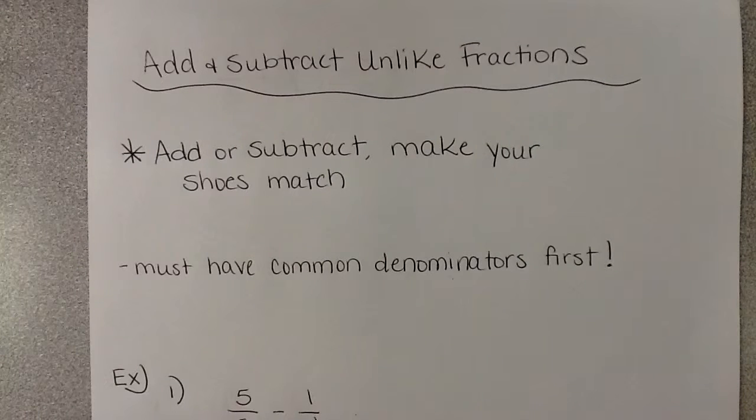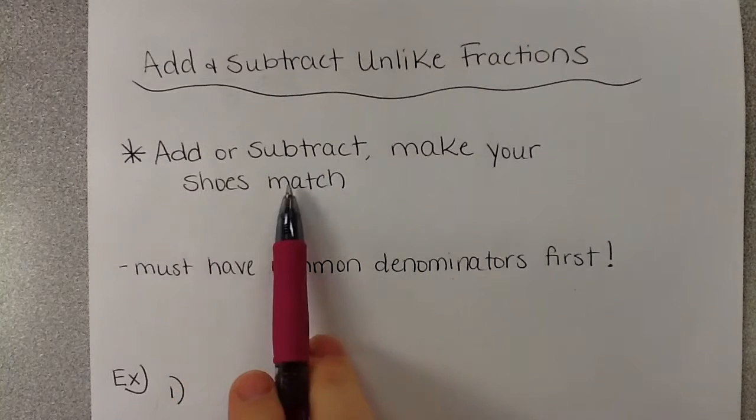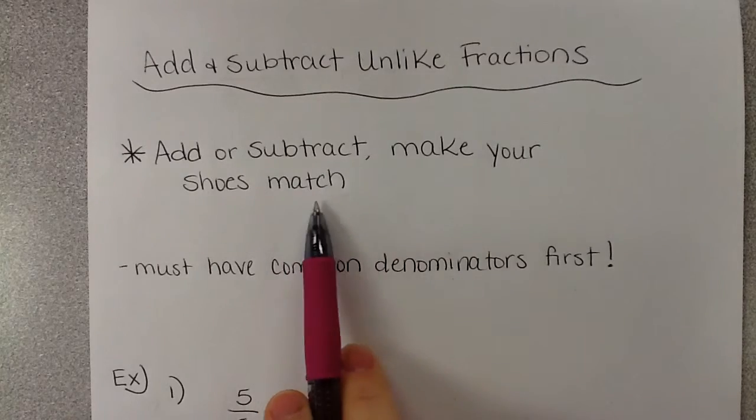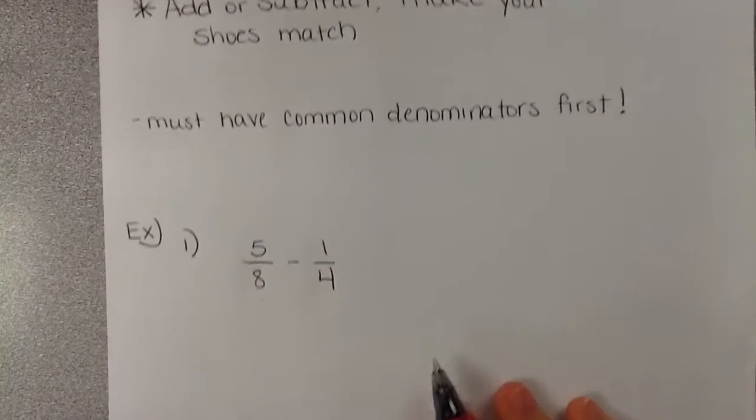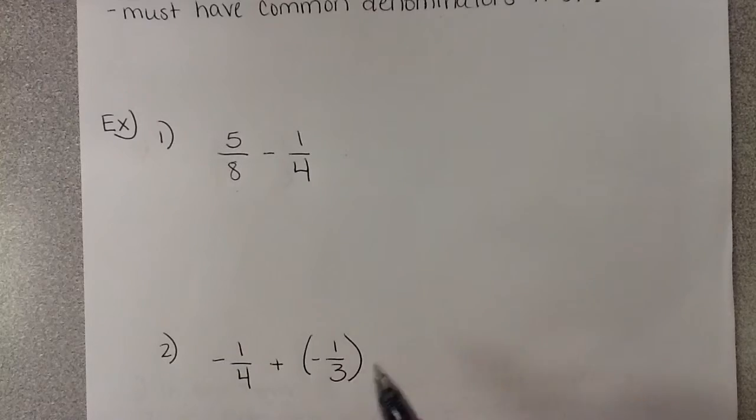Have a common denominator first. You cannot add fractions unless they have the same denominators, or the same bottoms. The rule we use is: add or subtract, make your shoes match. Make those bottom pieces match. Add or subtract, make your shoes match.